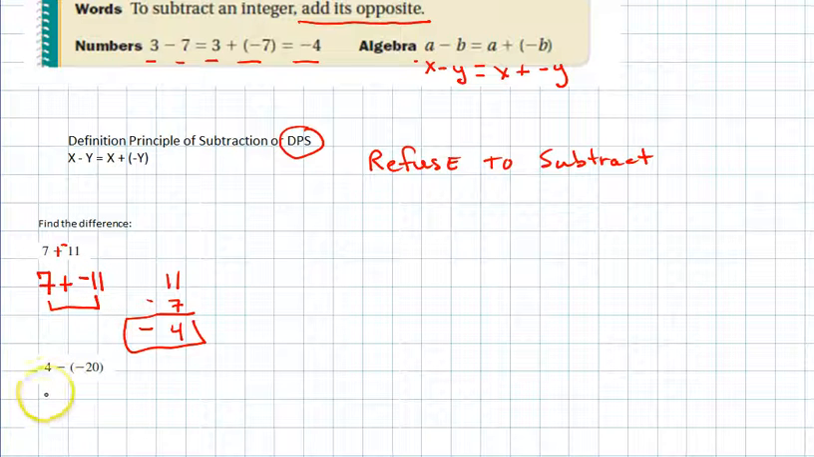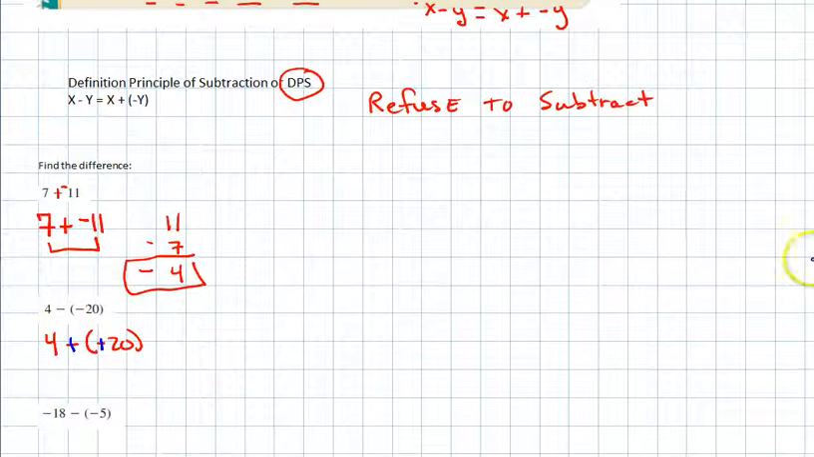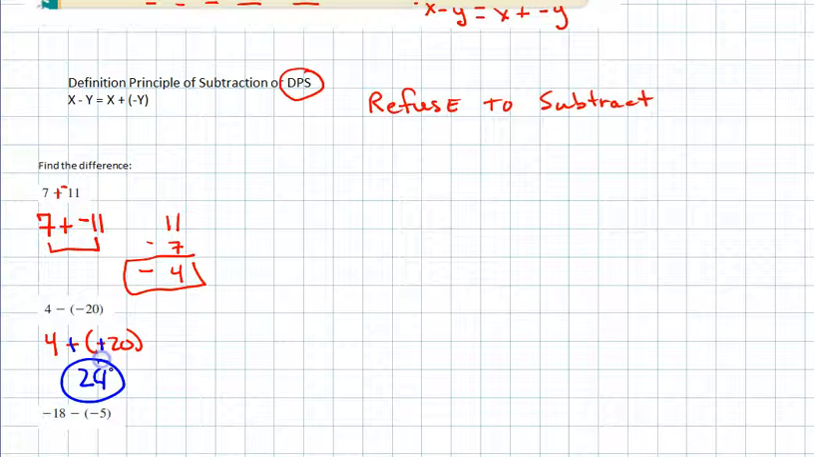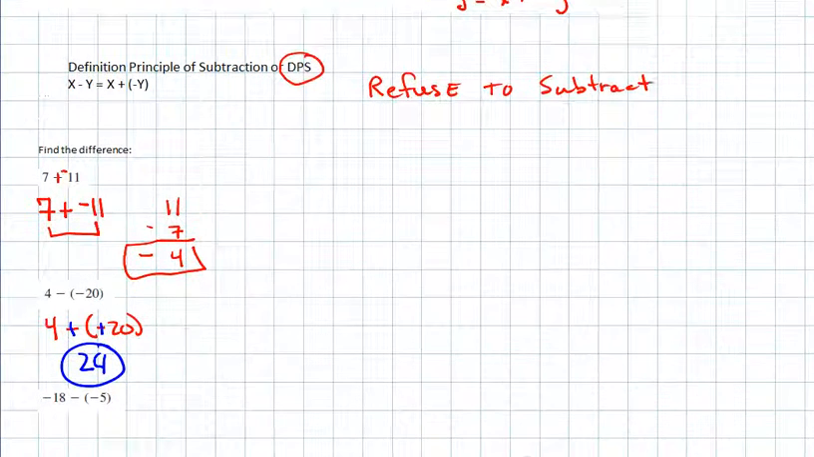Here's another example. I have 4 minus -20. If I add the opposite of -20, it becomes +20. 4 plus 20 gives me 24. They're the same sign and they're both positive, so my answer is 24.